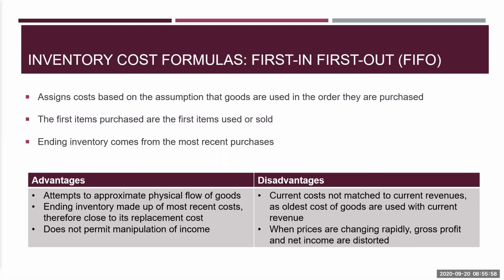On the flip side, your cost of goods sold is going to be related to the older cost because it was first in, first out. So if your items were purchased 2 months ago, then that will be reported. Your cost of goods sold will be at the old cost, not at the most current cost.